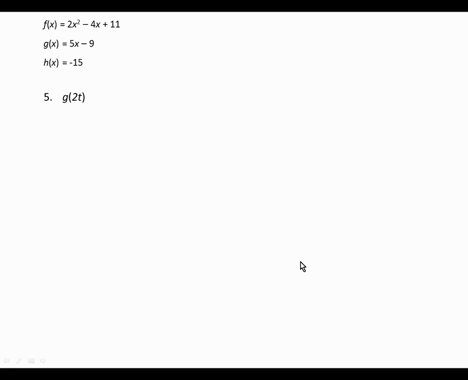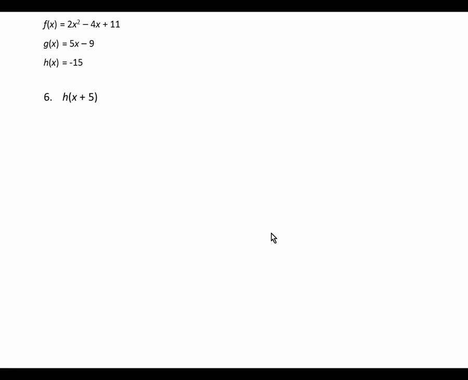Number 5, g of 2t. Notice in this one we have a combination of a letter and a number. So in the formula for g, you're going to replace the x with 2t. We're going to have 5 times 2t minus 9. Now notice there is a little bit of work to do. You can do the 5 times 2 and get 10. So we'll have 10t minus 9. So notice if there's any sort of number involved when you're doing the evaluation, there is some work to do. If it's just a letter, there's typically no work to do.